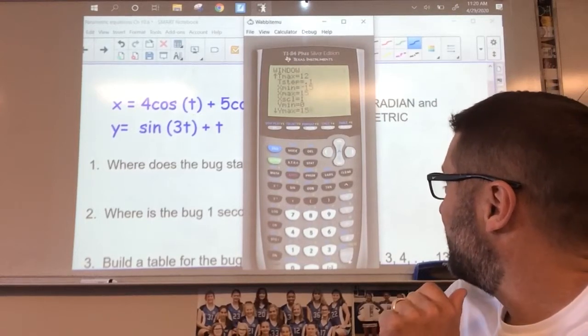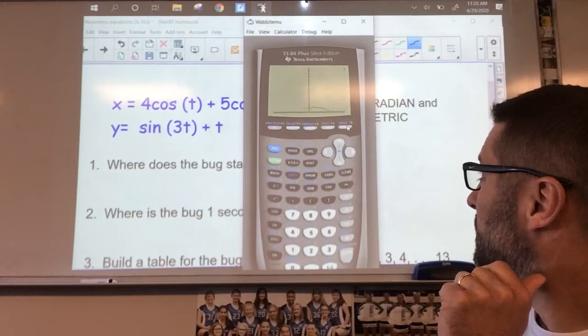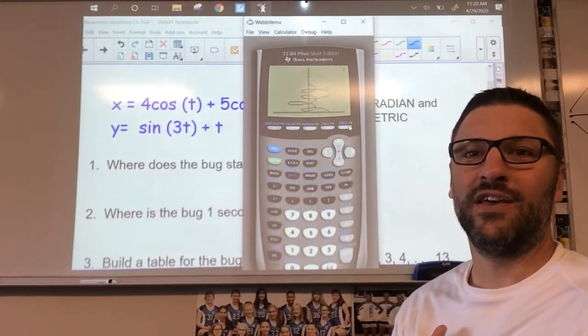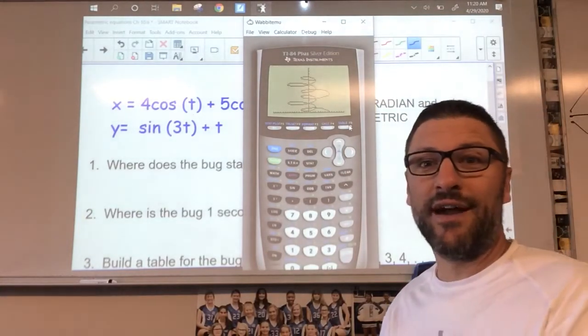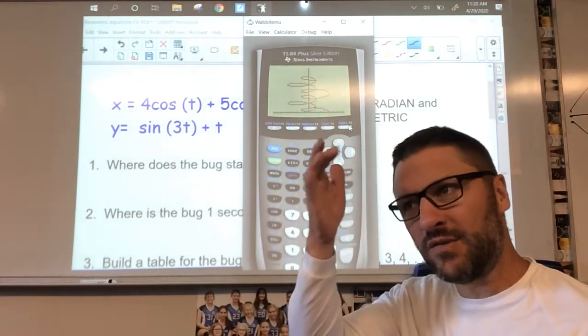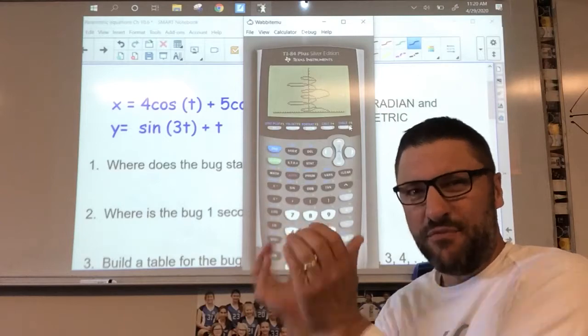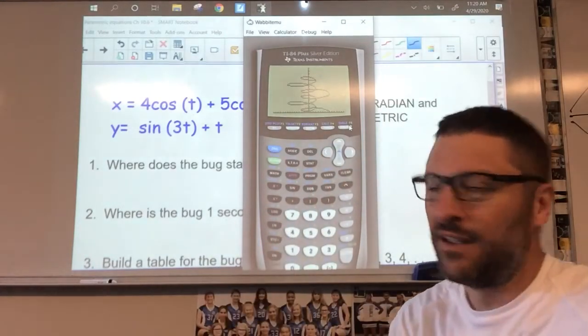Now watch the difference here. This is crazy. Watch how much faster it goes. There's the bug every 10th of a second, and you can see how much faster it is. That's a pretty darn good graph of that bug's path. But the reason it went so much faster is that rather than 0.01 telling the calculator, hey, graph him every 100th of a second, we graphed it at 0.1, which is every 10th of a second.